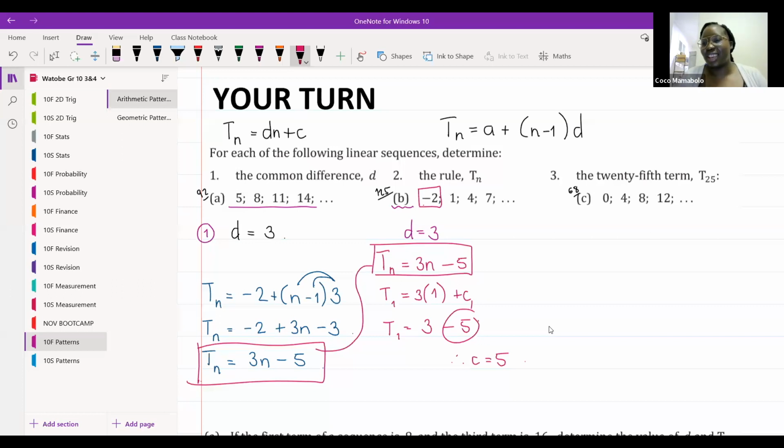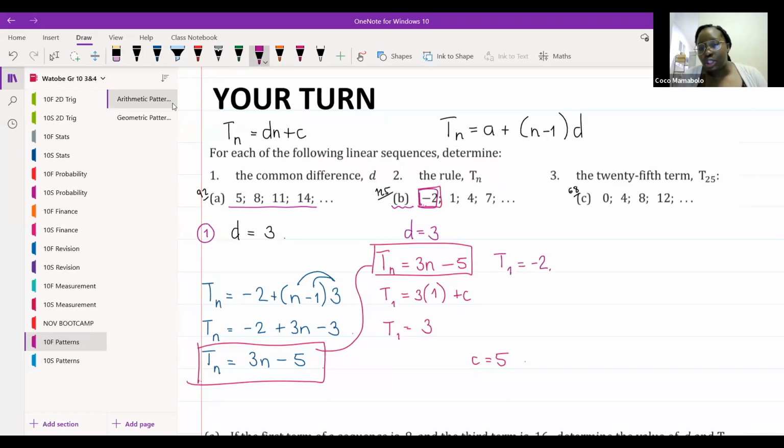DeAndre, that's so nice. Okay, how did you get 5 from 3 minus 5? Okay, Remy, remember, where are you? You just had your hand up. Thank you, Amohalang. Okay, so remember, Remy, that we used T1, right? Look over here, Remy. Our T1 is -2. So we want T1 to be equal to -2.